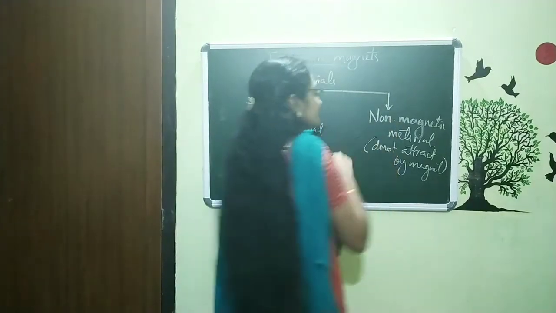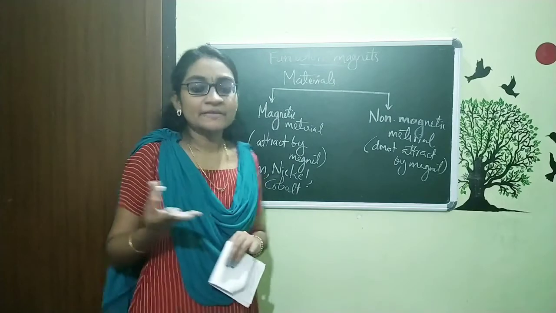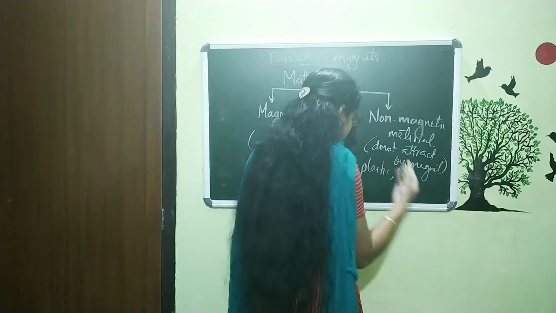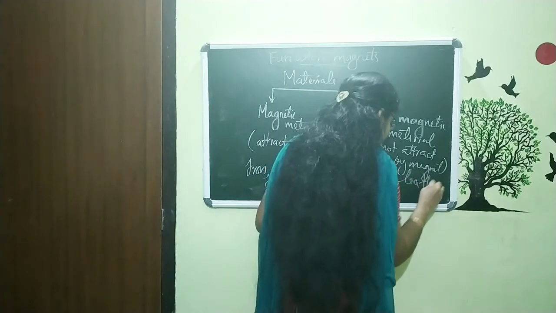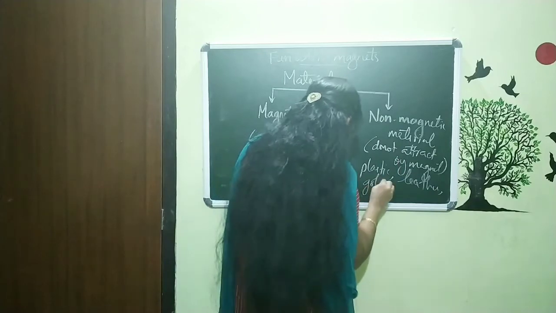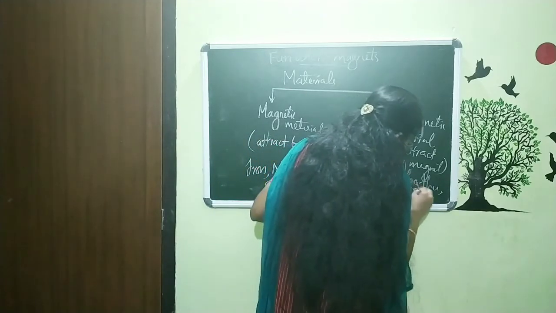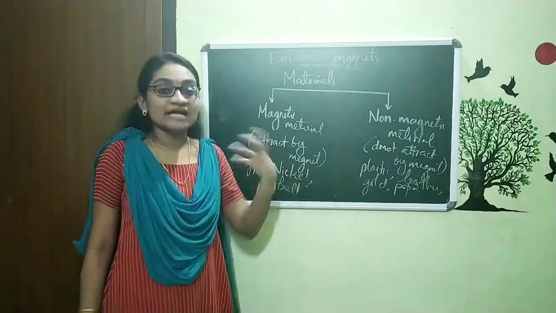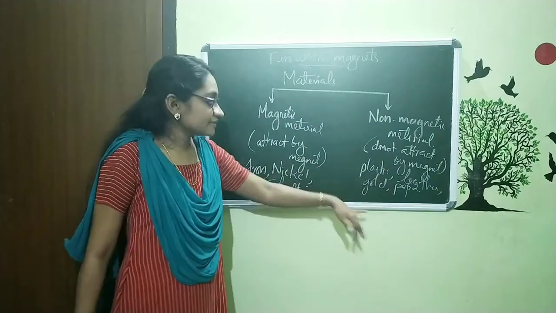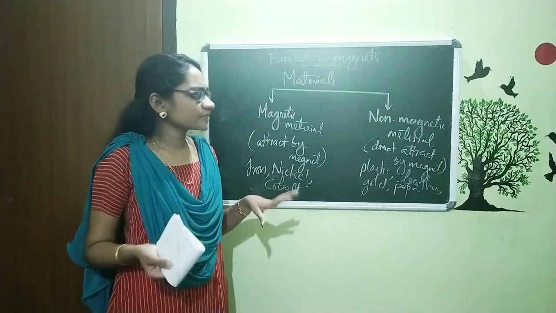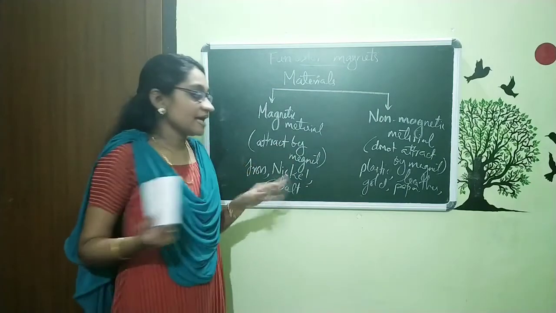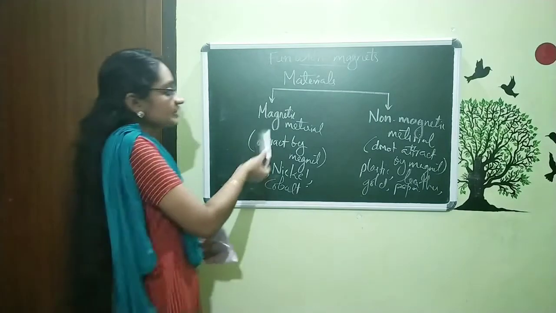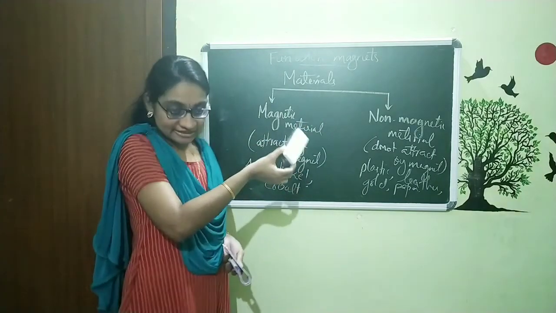And next, the materials that are not attracted by magnet. It is very simple: plastic, leather, gold, paper. These are all examples of non-magnetic material. That means these substances are not attracted by magnets. Plastic, leather, gold, paper, anything you can write which does not attract magnet. You can add examples. So these are the classification: materials are classified into magnetic material and non-magnetic material.